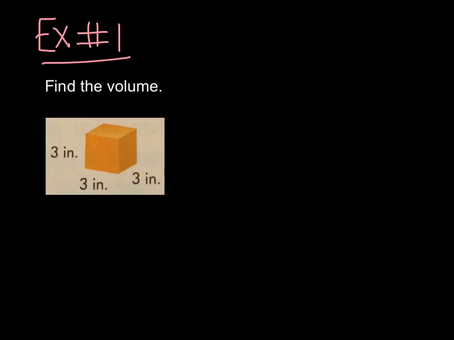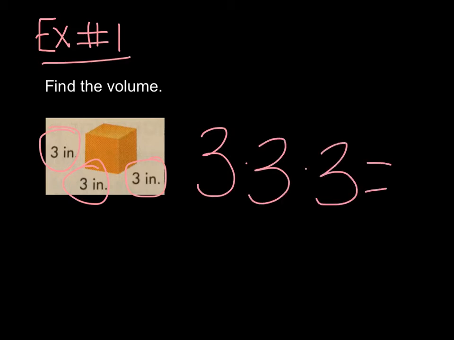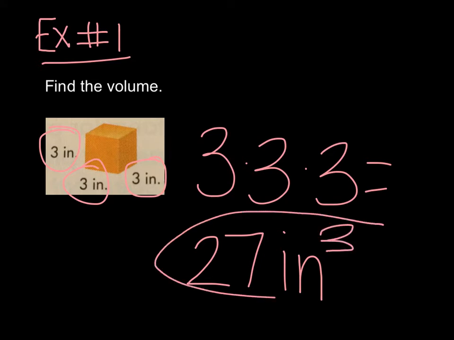Example 1, find the volume. So this shape here is a perfect square, so our length, our width, and our height are all the same number. So we just do 3 times 3 times 3, which gives us an answer of 27 inches. And then when we find volume, since we're multiplying length, width, and height, it's to the third power. So 27 inches cubed is what we call that.